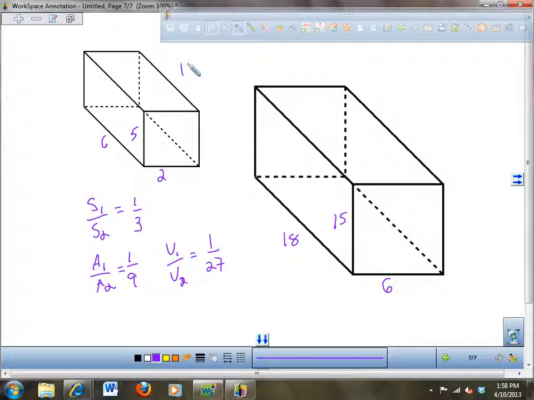Just to confirm that's true, the volume of this is 5 times 6 times 2, which is 60. And the volume of this is a big number. 6 times 5, 15. It's 1,620. Now, the ratio of the volumes, let's take 1,620 and divide it by 60. What do I get? 27. So these are the actual volumes, but the ratio of the volumes is 1 to 27.